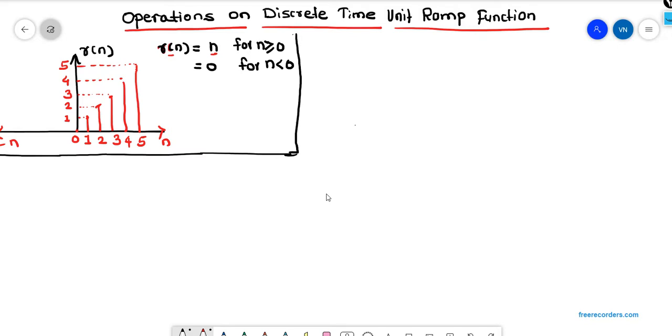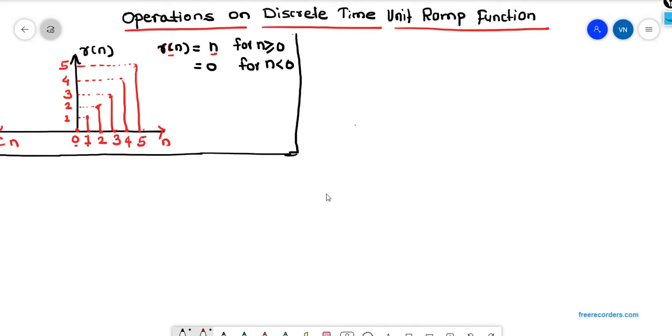So n equal to 0, we have a 0. n equal to 1, we have a 1. n equal to 2, we have a 2. n equal to 3, we have a 3. n equal to 4, we have a 4. n equal to 5, we have a 5. So basically, the amplitude is equal to the time. This is the condition for the unit ramp function, because we have to satisfy each and every condition that we have defined.